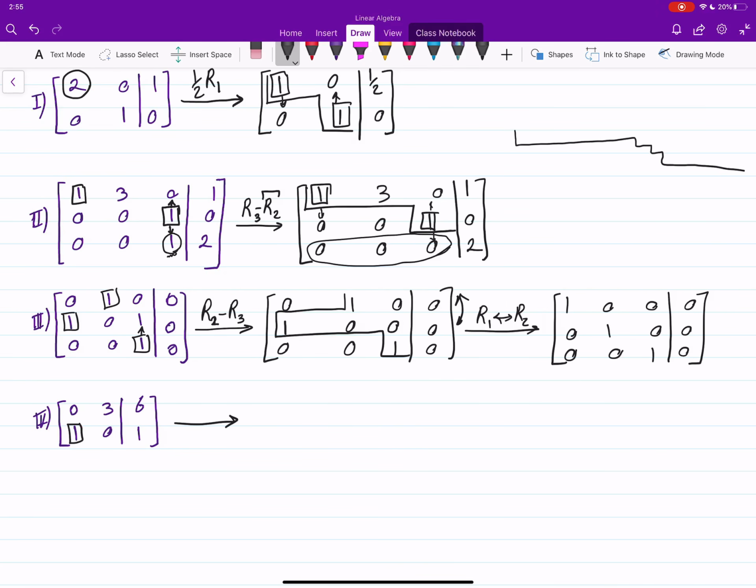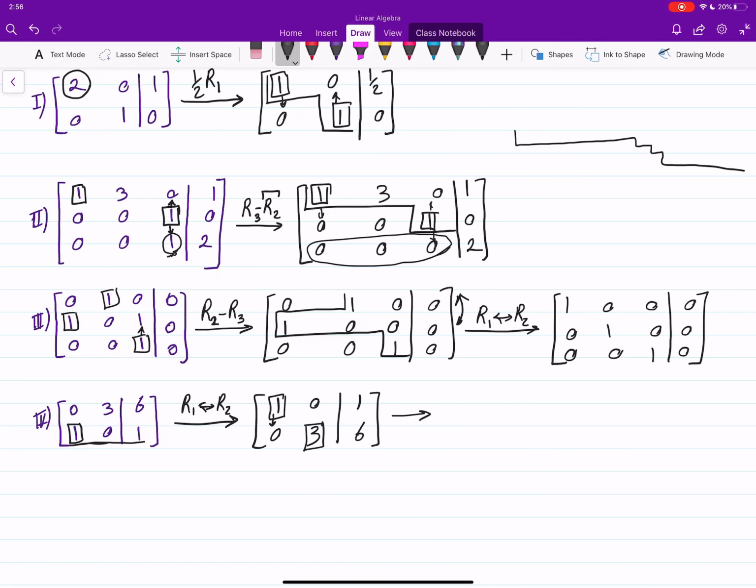And the last one, well, first, this leading one is good, but since it needs to be further to the left, we have to bring it up. So R1 and R2 we interchange. So 1, 0, 1. You see, when I'm applying the elementary row operations, I apply them all the way through the constant part also. 0, 3, 6. Now, this is a leading one. It's in the right place. Everything in that column is 0. Now we move to the next row.